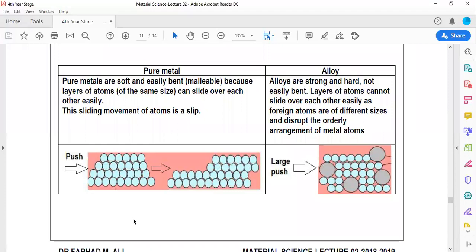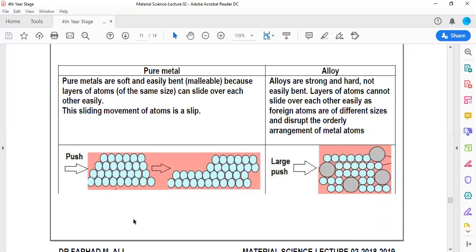Let's just compare again between pure metal and alloy. Look at the pure metal on your left. See, we have only one type of atoms. And of course, they have just one size, the same size, all of them. And because they are made in layers and have the same size, any force applied on these layers will make them move easily over each other. Of course, when I say easily, it's a relative word in this case. Not easy, but if we compare it with alloy, it's easier.